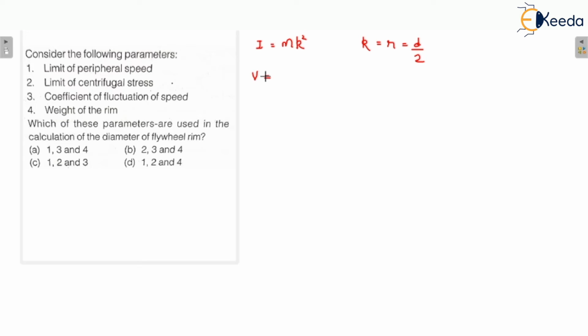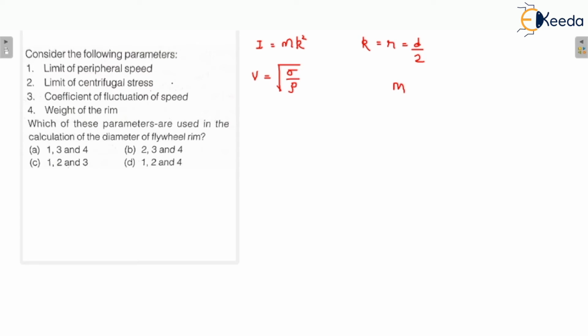When we solve questions based on the design of the flywheel, we have seen the derivation of the design of the flywheel rim. We get the relation v is equal to square root of sigma upon rho. We get this relation when we design the flywheel rim. So the velocity and the stress, that is nothing but the hoop stress, are related with the density of the flywheel.